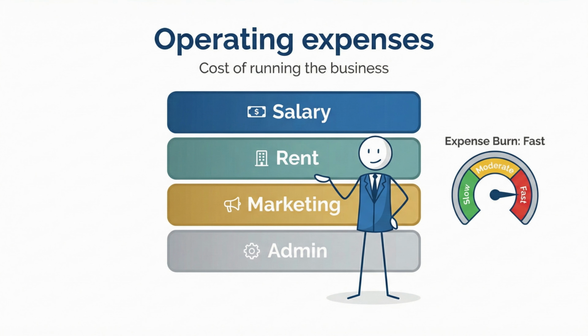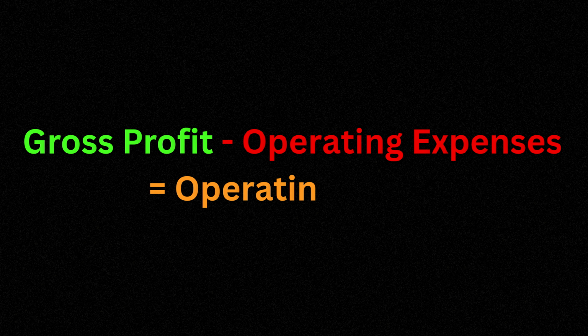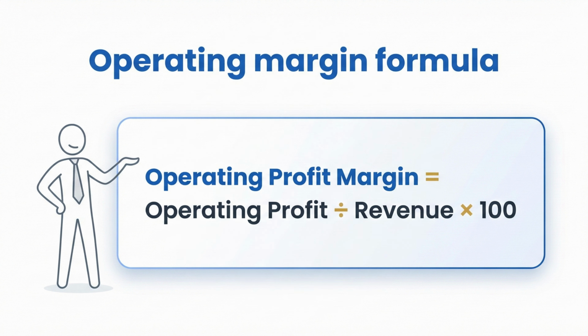Operating margin context. After gross profit, the company is still not done spending. It has to pay for salaries, office rent, marketing, administration, research and development. These are called operating expenses. When we subtract these from gross profit, we get operating profit. The formula for operating profit margin is operating profit, divide by revenue, multiply by 100.